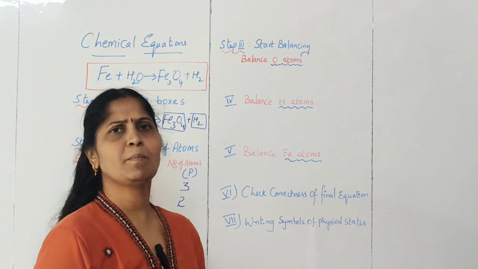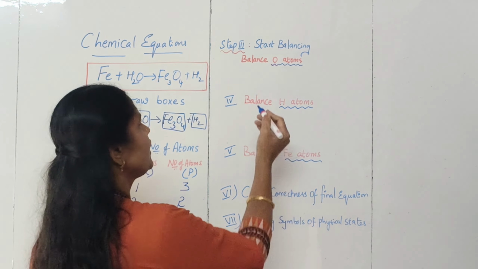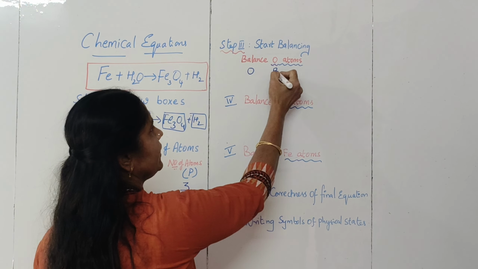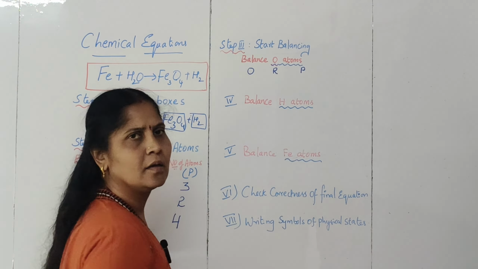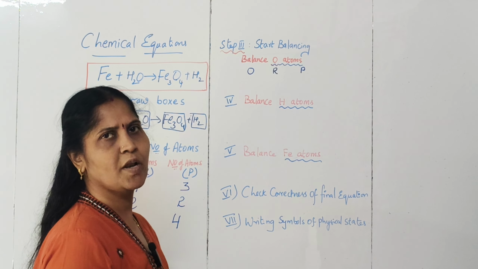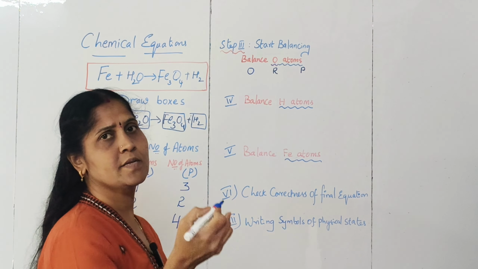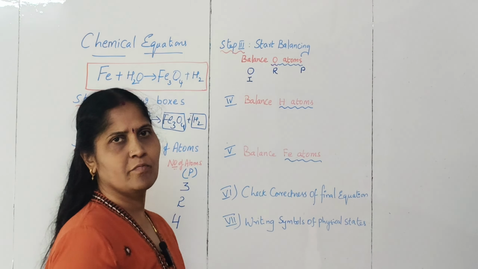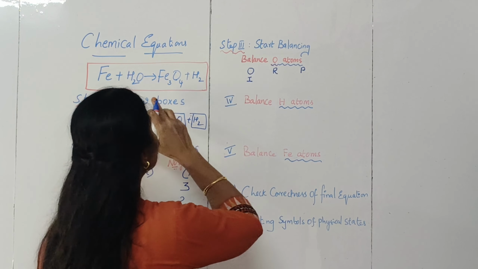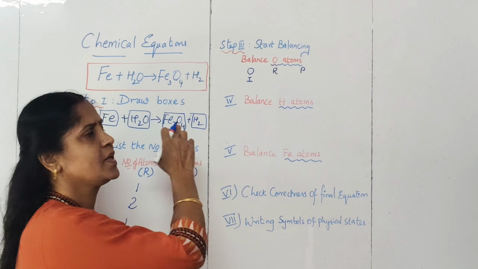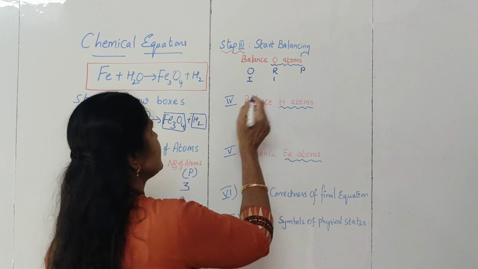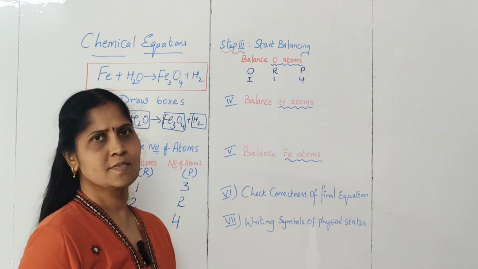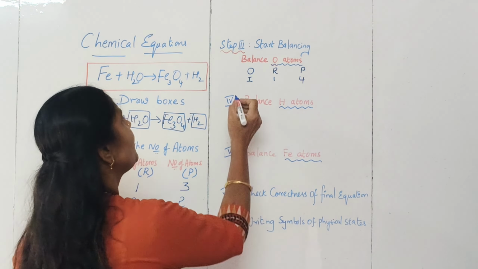When we start with balancing of oxygen atoms, first you write down the oxygen atoms, for the reactants and the products, how many are present on the reactant side and product side. First we will write the initial number. As you can see, for oxygen atoms, the initial number under reactants is 1. On the product side it is 4. Is that clear?